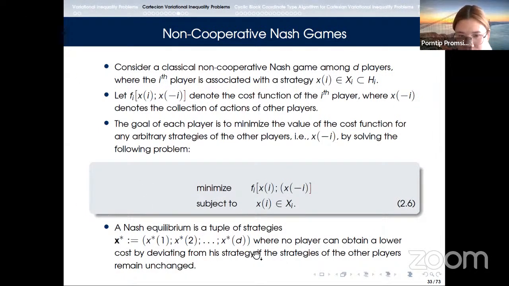defined by this one, where no player can obtain a lower cost by deviating from his strategy if the strategy of the other players remains unchanged.